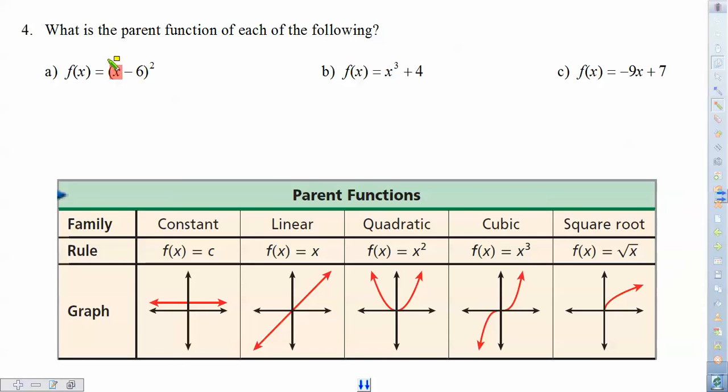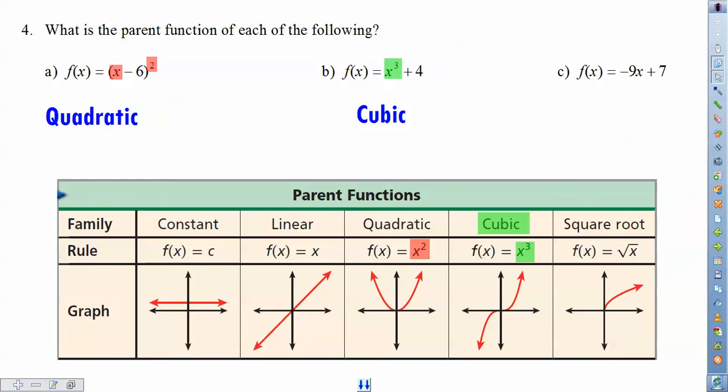Notice on this problem here, eventually x is going to be squared. Right? So that one's going to be quadratic, because we have an x being squared there for the general rule. Now we look at the next one there. The next one here, notice that x is being cubed. Well, right here is where x is being cubed, so we have cubic.